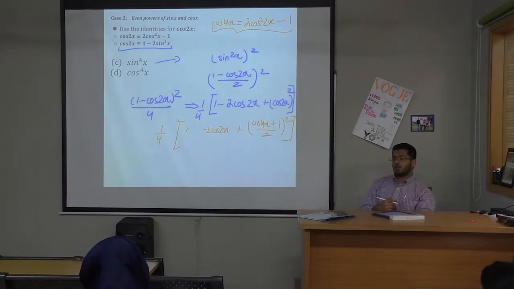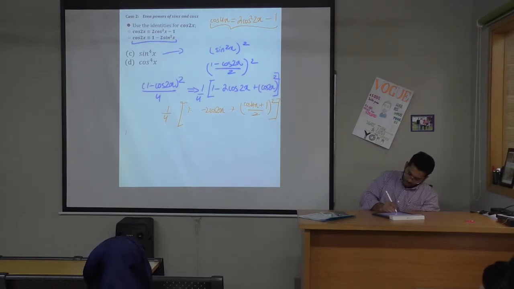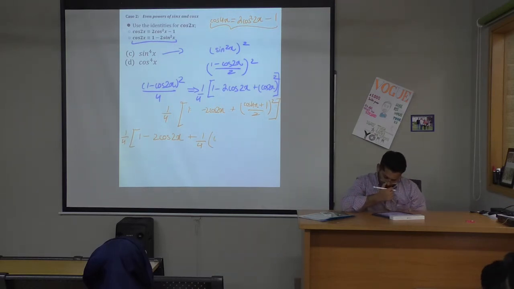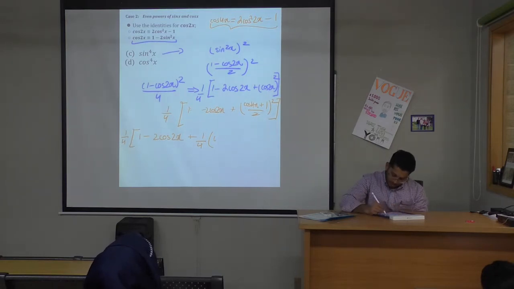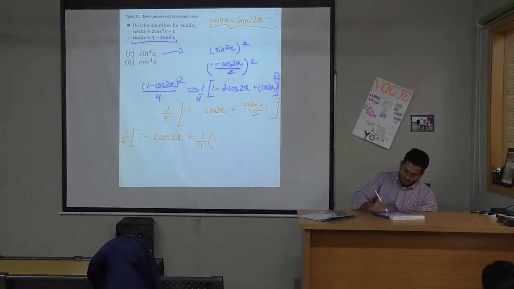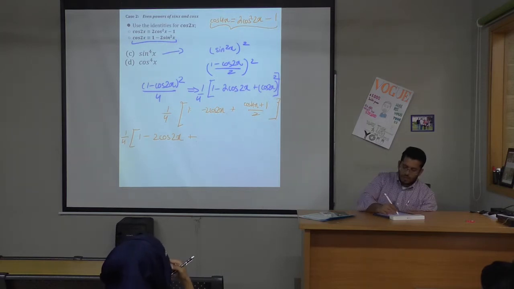Now you have to expand once more. Okay? 1 by 4 plus there is a 1 by 4 here. Then cos square will remain. Okay, that's not a square. The square has been used up. I used the cos square. I replaced the cos square 2x. It has been used. Okay. What am I left with? Half cos 4x plus half.